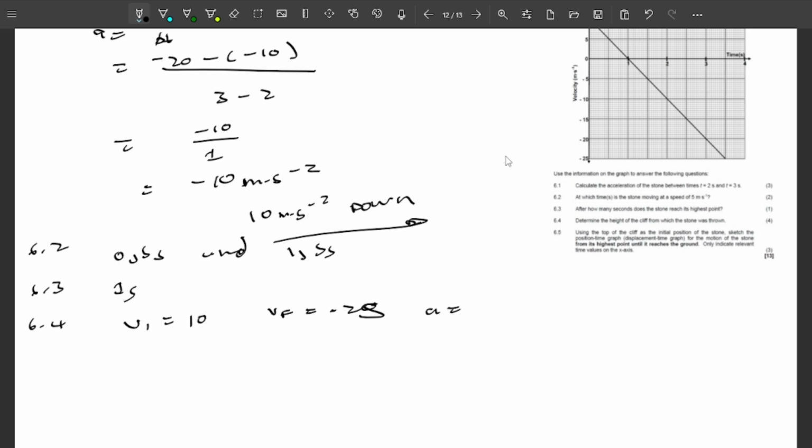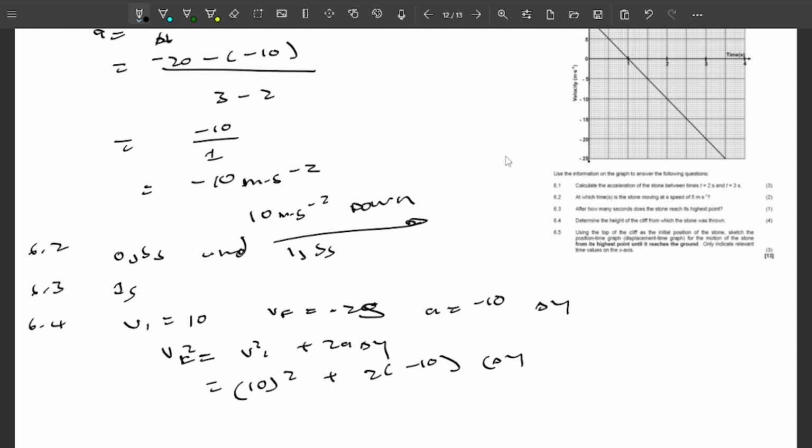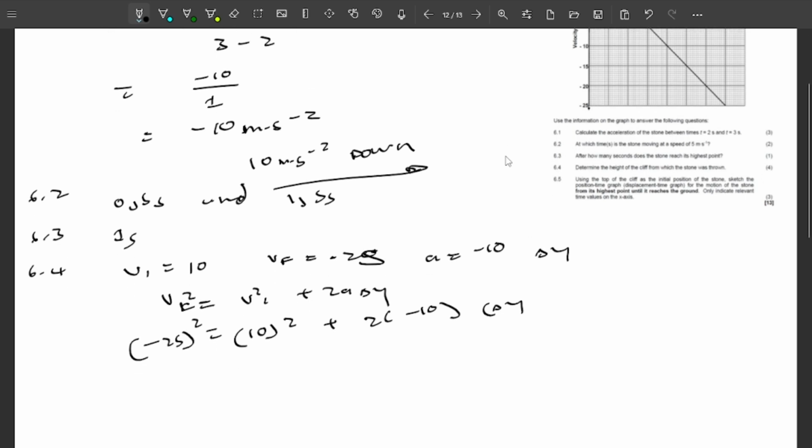We know that our acceleration is negative 10 meters per second squared, and we're looking for the change in y. So you can just calculate it like that and say vf squared is equal to v initial squared plus 2a change in y. From there, the v initial is going to be 10 squared plus 2 times negative 10, and your change in height that you're looking for is negative 25 on this side. Then after doing your calculations, you should get 26.25 meters. So this is the height of the cliff.